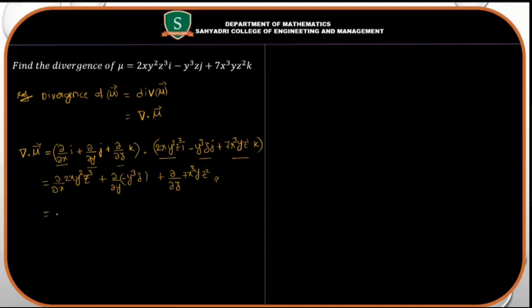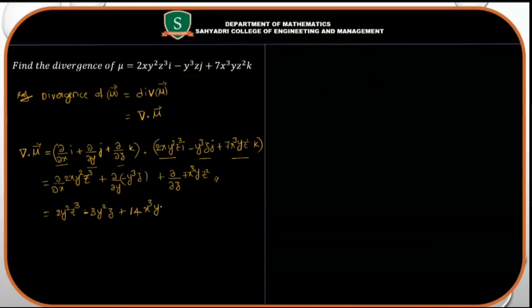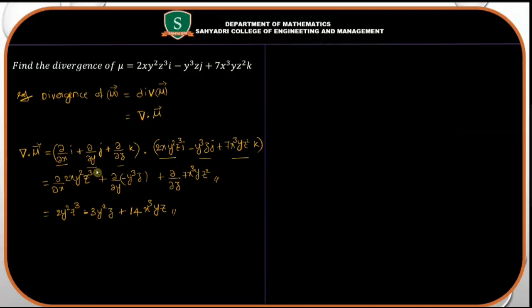Correct. Can you tell the answer now? Yes, sir. 2 into y square z cube, minus 3y squared z, plus 7x cube y into 2z. So how much will you get? 2 into 7, you'll get 14 x cube y z. Correct. Z square you are differentiating, you'll get 2z. So the answer will be del dot mu is equal to this much. Is it fine? Any doubts? Anyone?